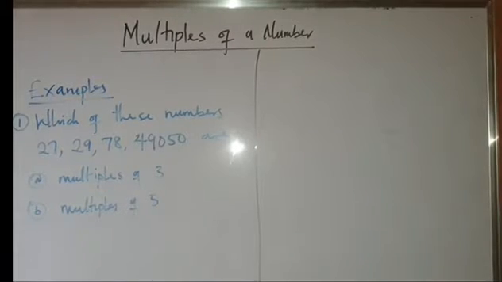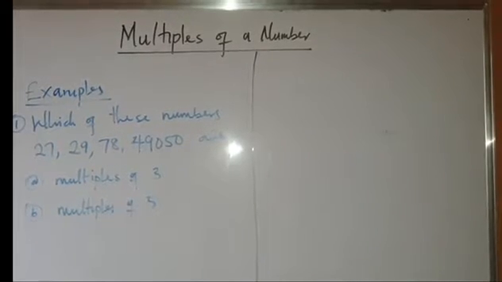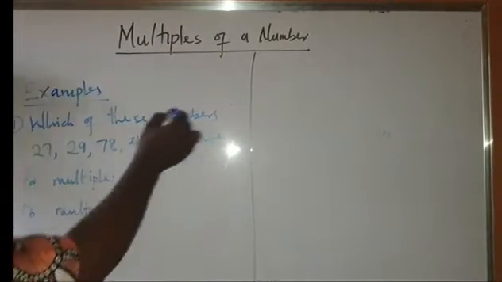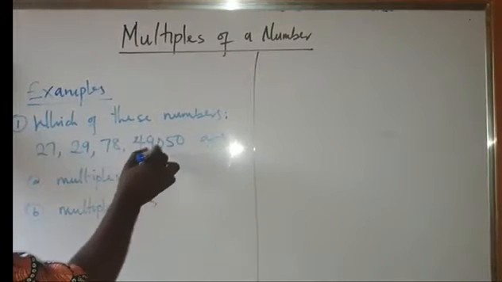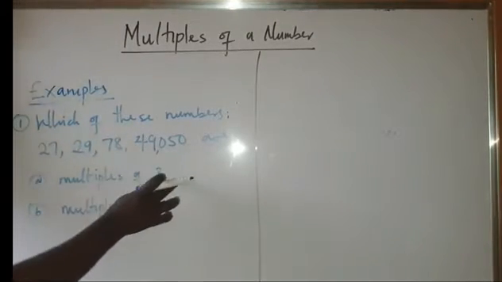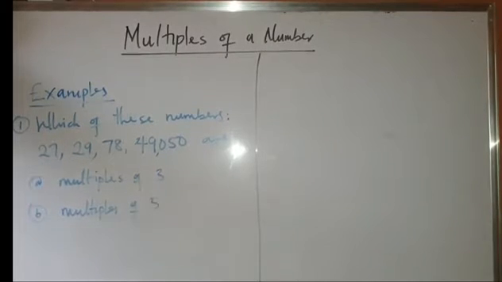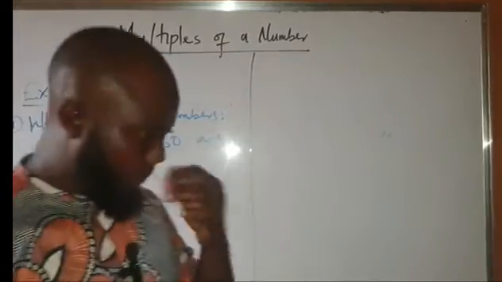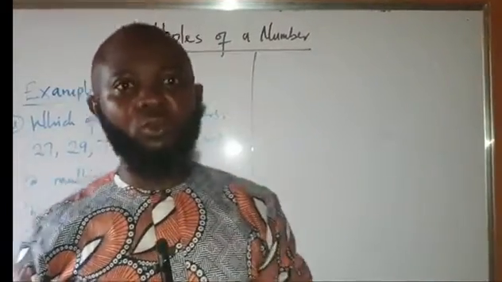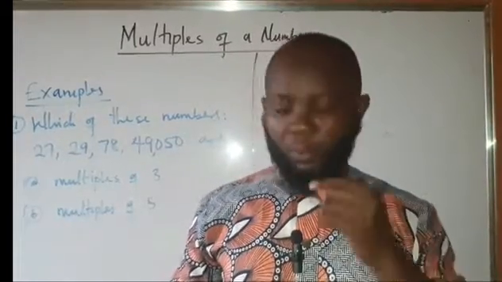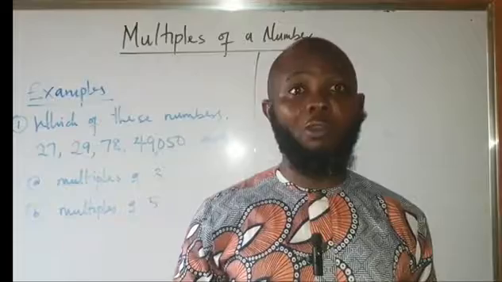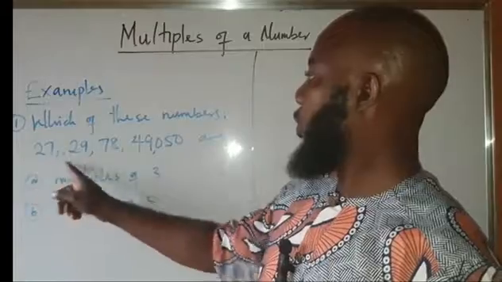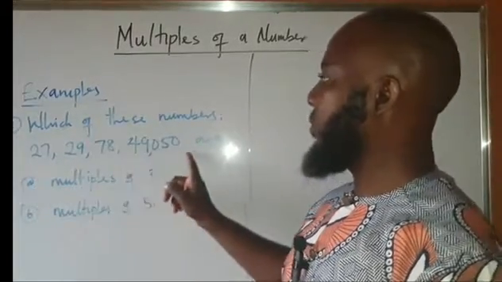So let's look at another example here. Which of these numbers, 27, 29, 78, 49, 050 are multiples of 3 and multiples of what? 5. So which means we want to test. We said that a bigger number will be a multiple of a smaller number if that smaller number is a factor of that bigger number. So in this case, we will test if 3 is a factor of, or that is, are all these numbers divisible by 3?